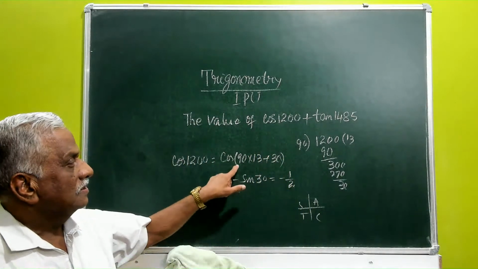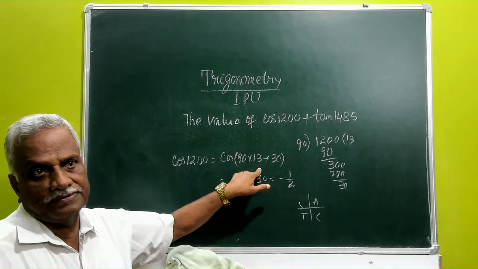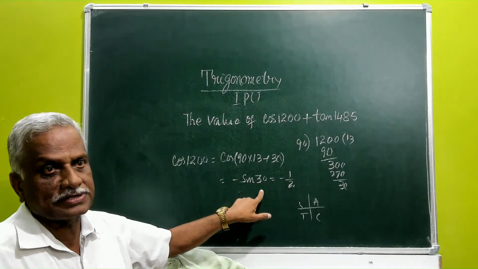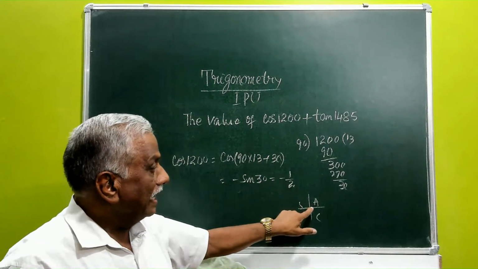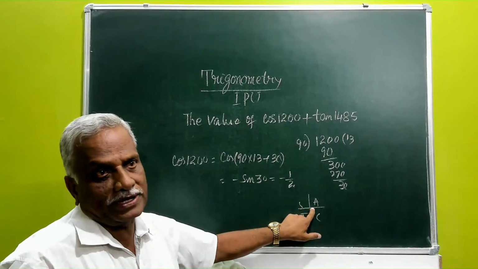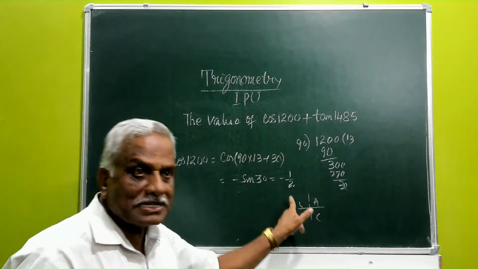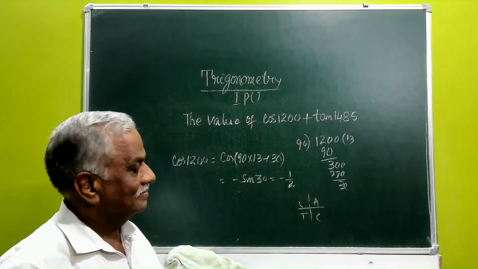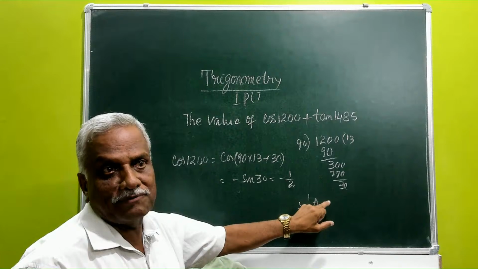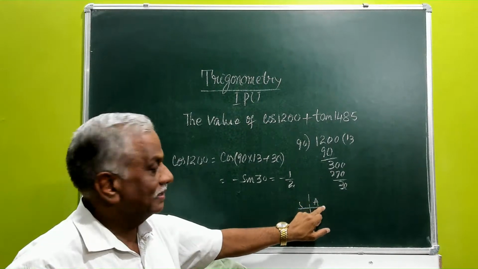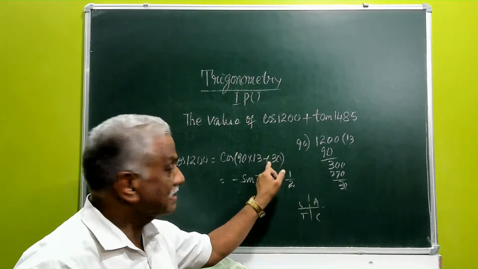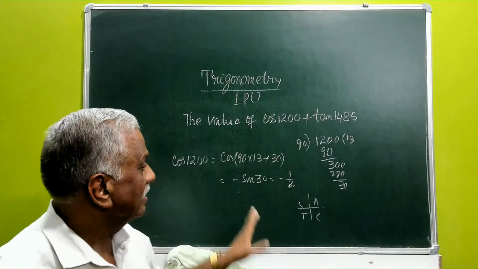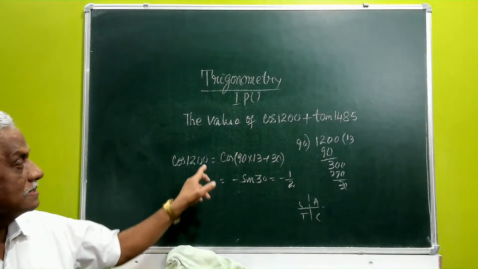Repeat. 90 into 13 is an odd multiple, so cos has to change to sine. 12 means 3 rounds are over. 13 means this one. Plus means it will come to the second quadrant. Supposing it is minus, it would have been in the first quadrant and it would have done plus. Now it is 90 into 13 plus 30. It comes to the second quadrant where cos is negative.